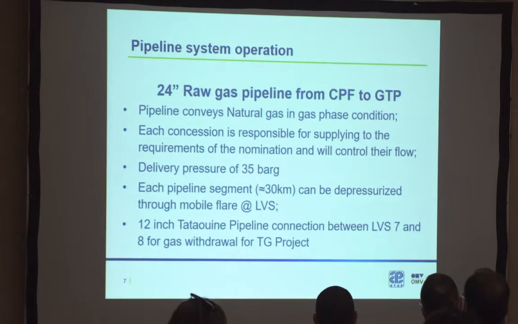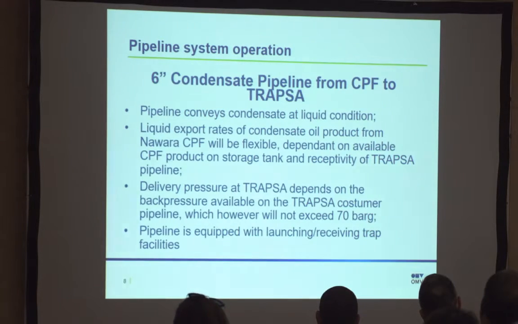So now I will talk about some data on the operation system. The 24-inch pipeline conveys natural gas in gas phase. Each concession is responsible for supplying the required nominal flow. The delivery pressure at the GTP inlet shall be 35 bar. Each pipeline segment can be pressurized through the mobile flare, as I said before. There is a 12-inch Tataouine gas pipeline connected between LVS 7 and 8 for the Tataouine gas project.